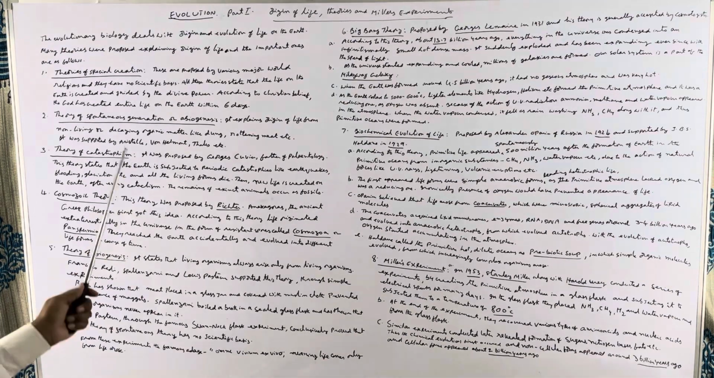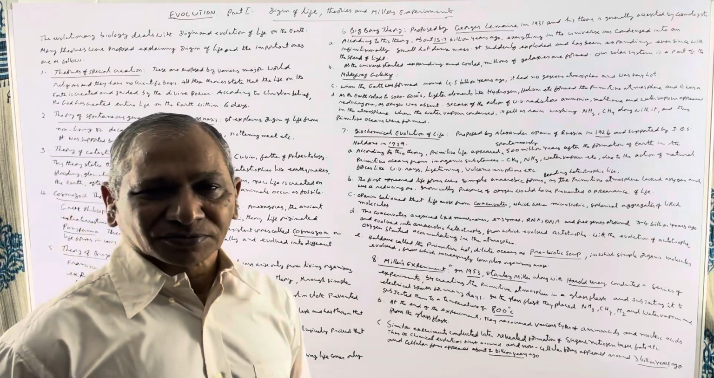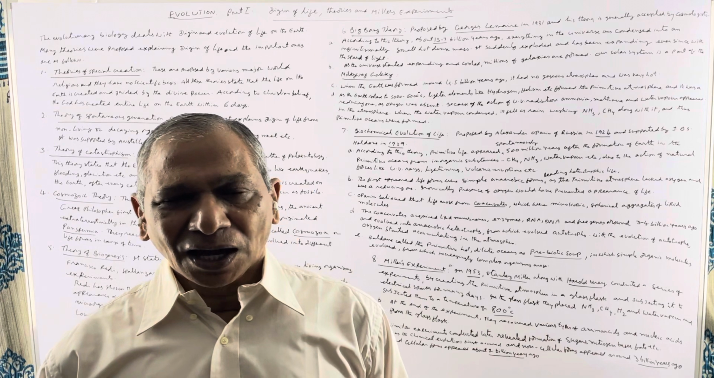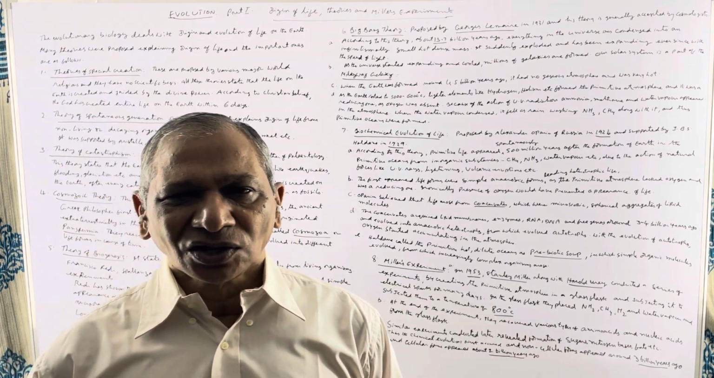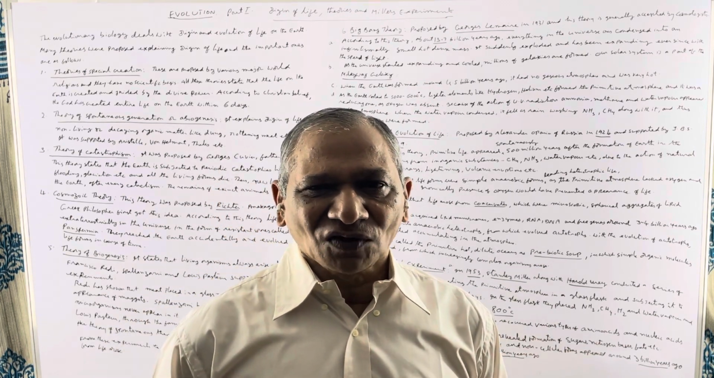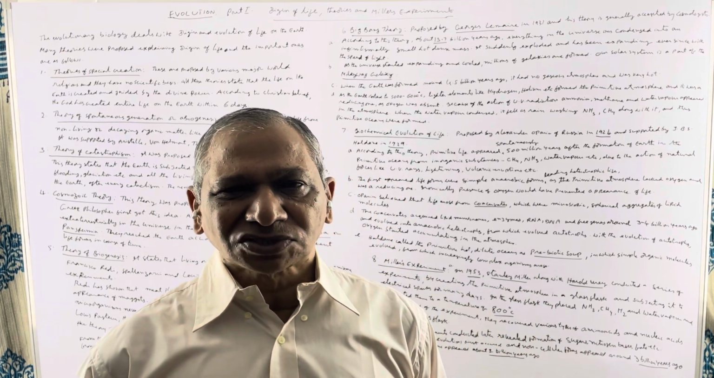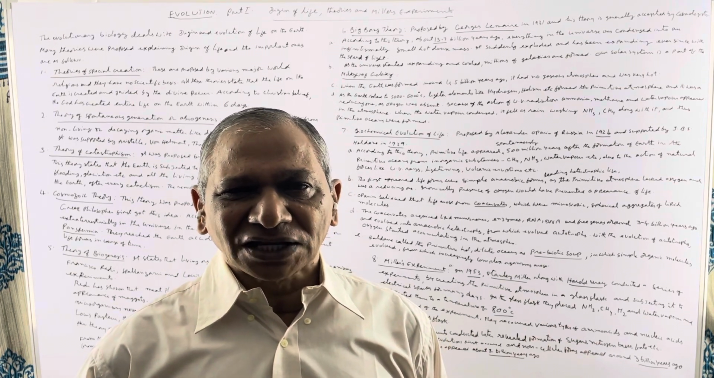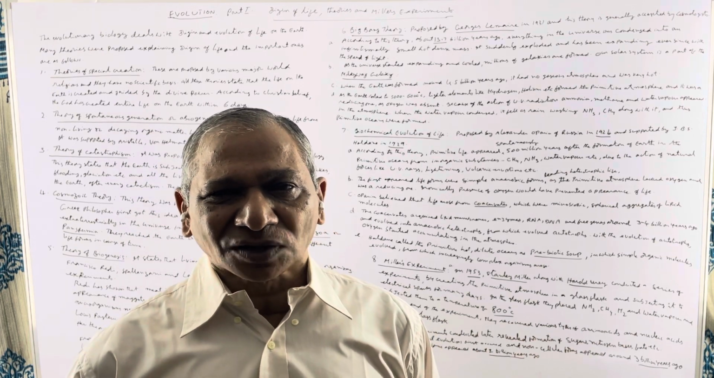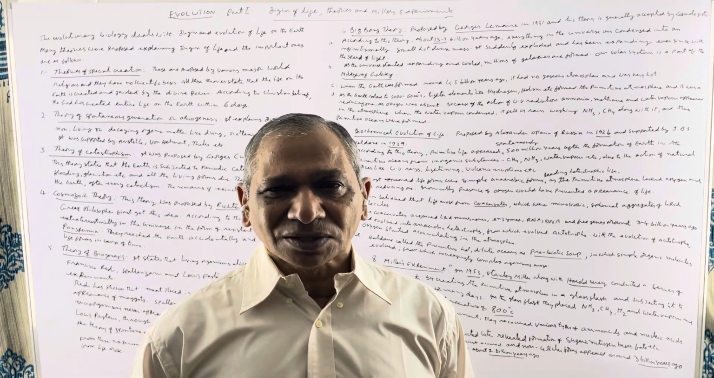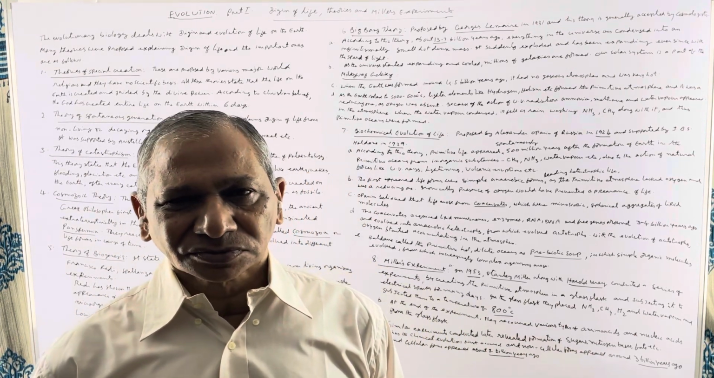Then, theory of catastrophism. It was proposed by Georges Cuvier, father of paleontology. He studied fossils. He found fossils in various layers of the earth crust. He found the fossils of simple organisms in the lower crust and the fossils of complex or highly evolved organisms in the upper layers of the earth. So, from this observation, he concluded that the earth is subjected to catastrophes frequently.